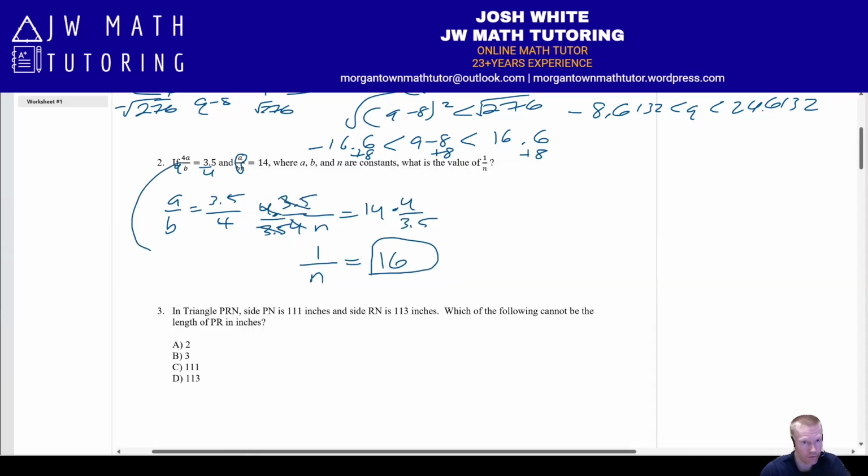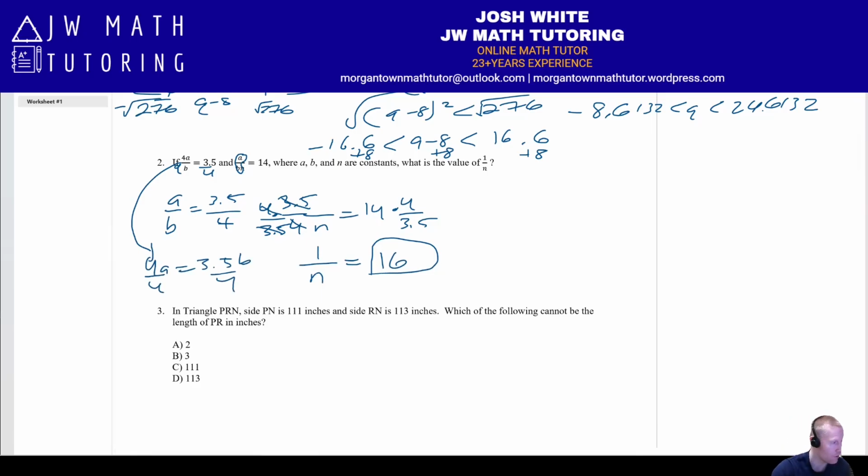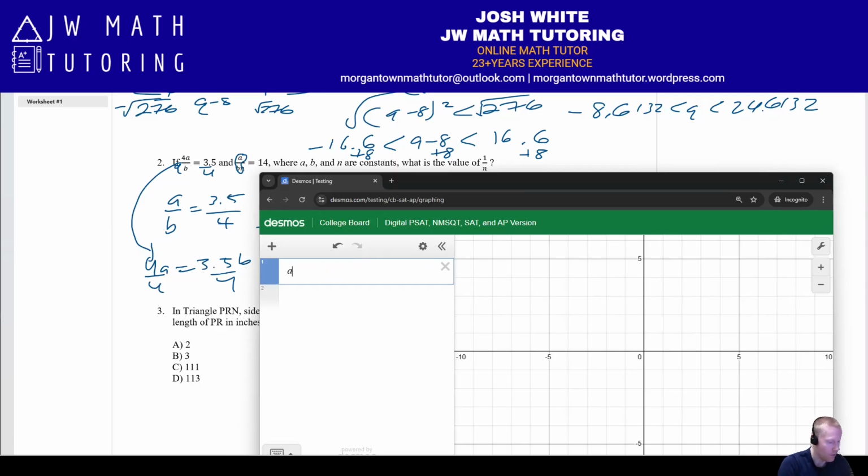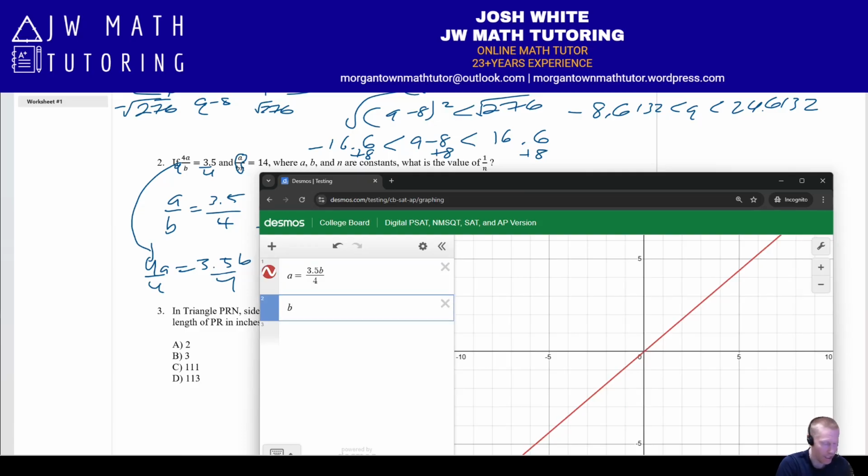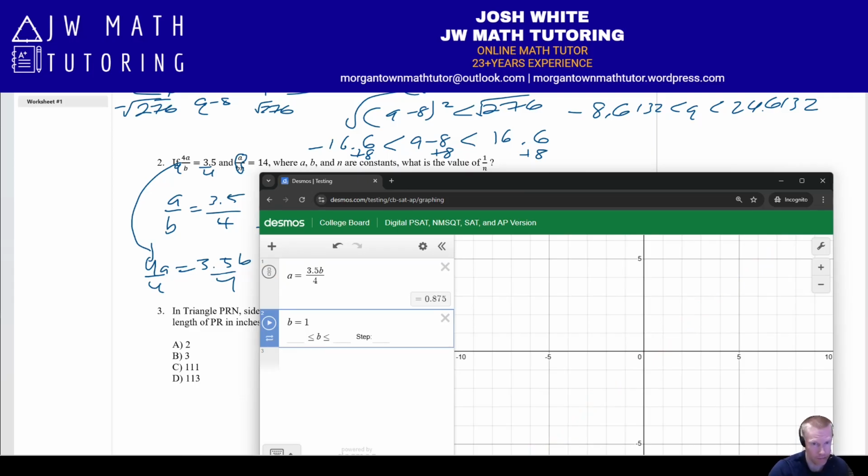So you do have to do a little work in that it's like 4a equals 3.5b and then just divide by 4. And if you can do that in your head, that's fine. So I'm going to do a equals 3.5b over 4. Then I'm going to add a value for b. Just pick 1. It doesn't really matter. I'll show that to you in a second.